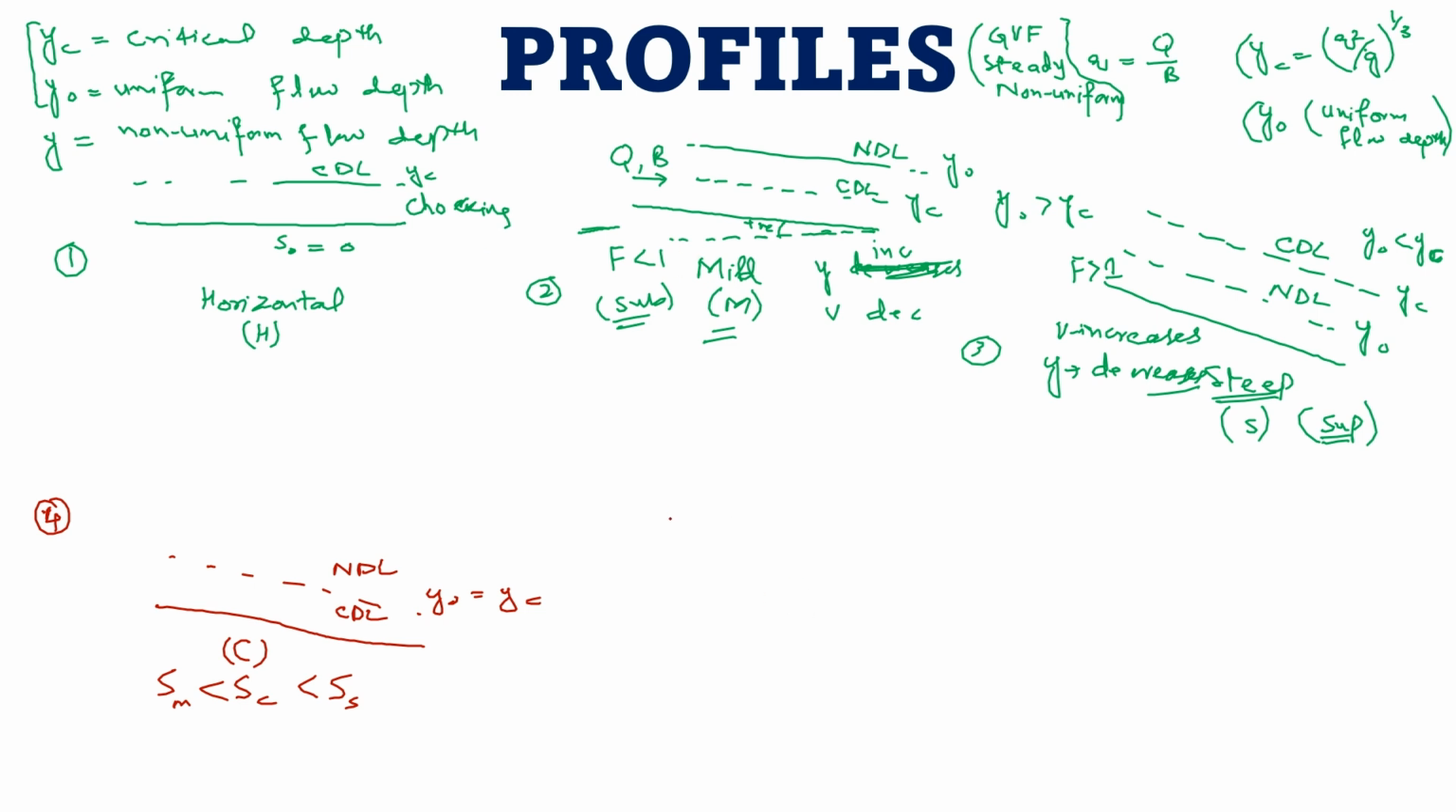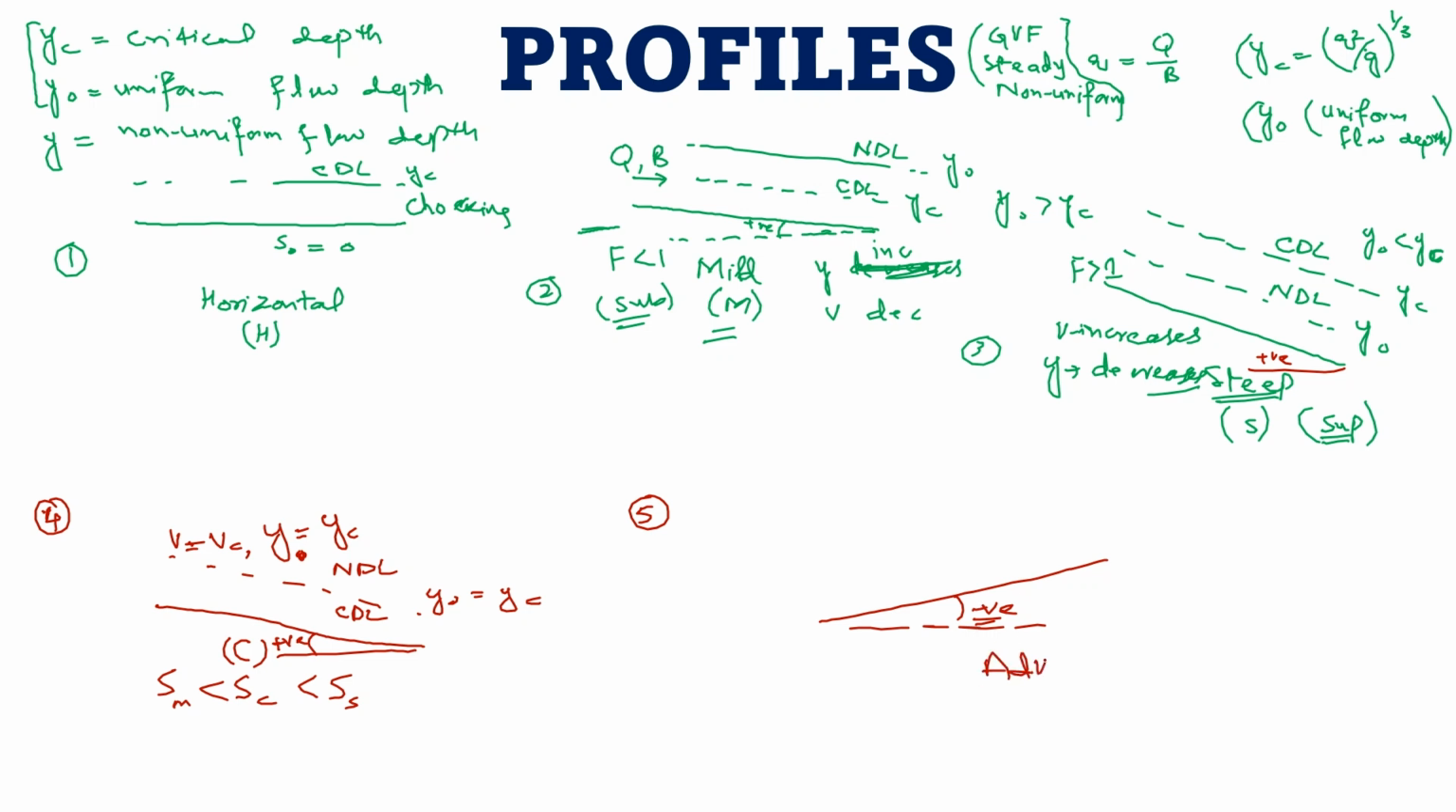In this case, it means we will have velocity of flow equal to critical velocity and the depth will be equal to critical depth, that is, uniform flow depth. At fifth number, we have another type of slope which is known as the negative slope. Here you can see that the slope is negative. Here the slope was positive, the slope is positive here, the slope is also positive here, greater than the mild but less than the steep slope. Here the slope becomes negative.